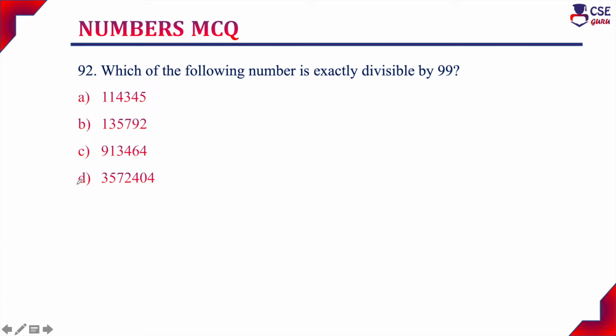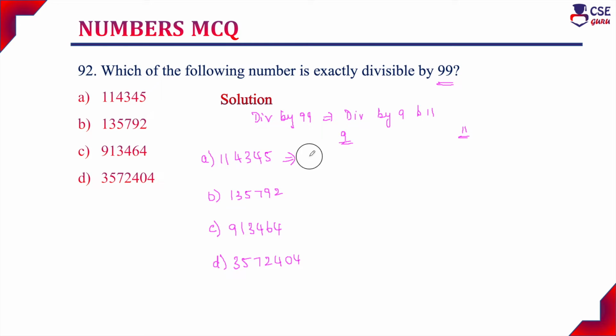Next, problem number 92. Which of the following numbers is exactly divisible by 99? If a number should be divisible by 99, the rule is it should be divisible by 9 and 11. So we need to check these 4 options whether it is divisible by 9 and 11. The divisibility rule for 9 is that the sum of its digits should be divisible by 9. So its sum is 18. Yes, it is divisible by 9.